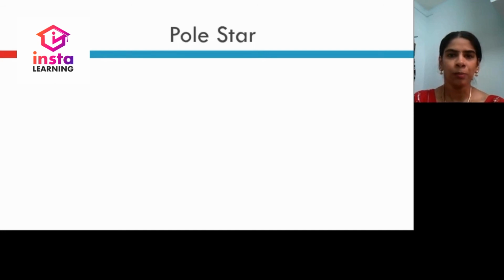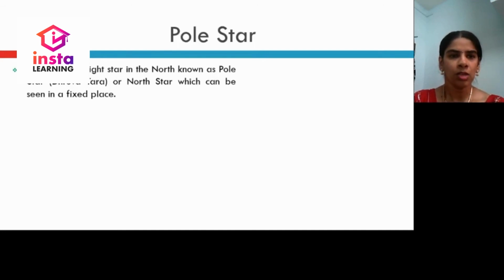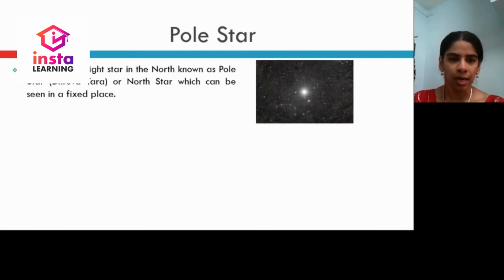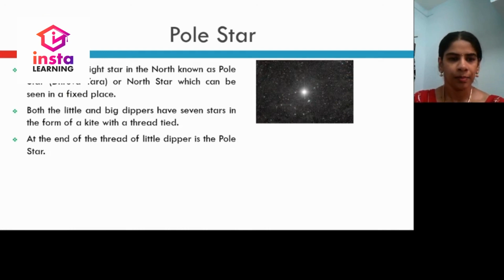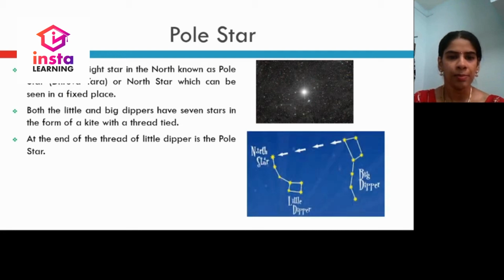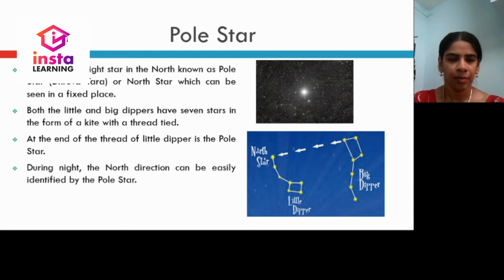Let us now learn about the pole star. There is one bright star in the north known as pole star, Dhruva Tara or North Star, which can be seen only in a fixed place. Both the Little and the Big Dippers are 7 stars in the form of a kite with a thread. At the end of the thread of the Little Dipper is a pole star. During night, the north direction can be easily identified by the pole star.